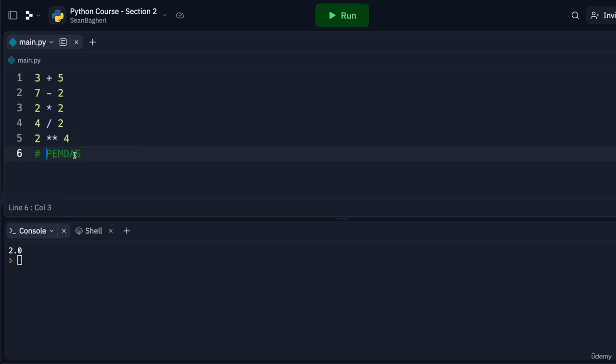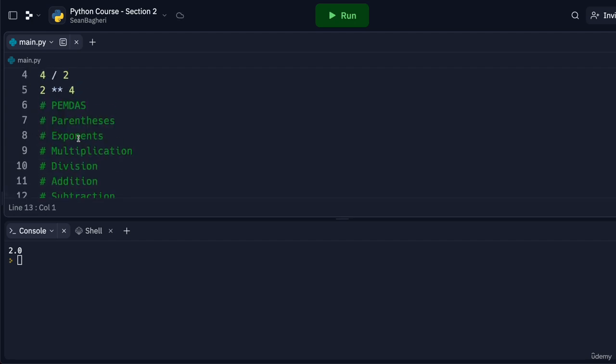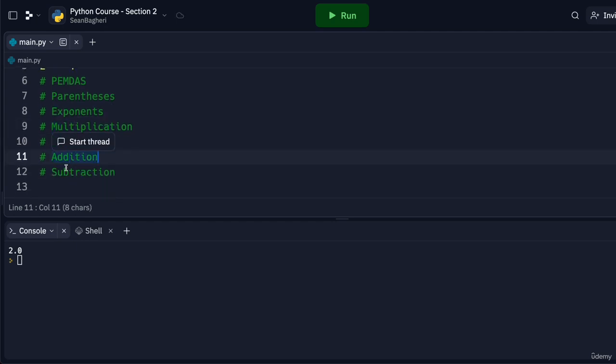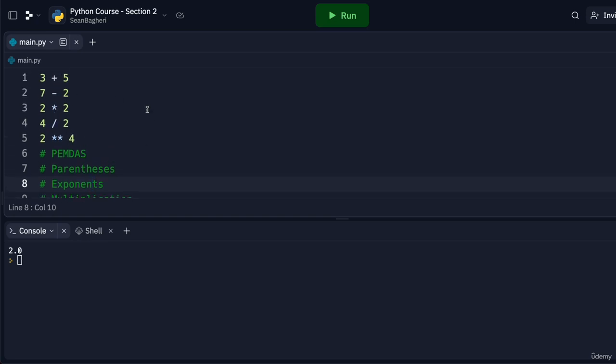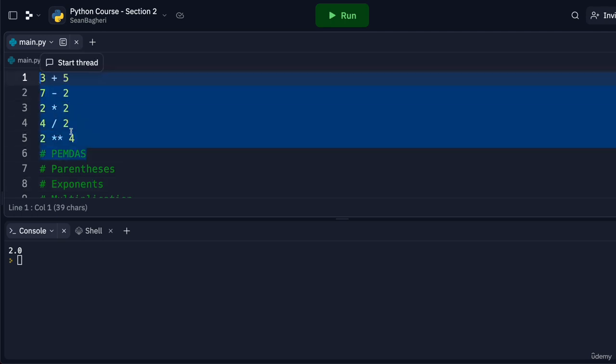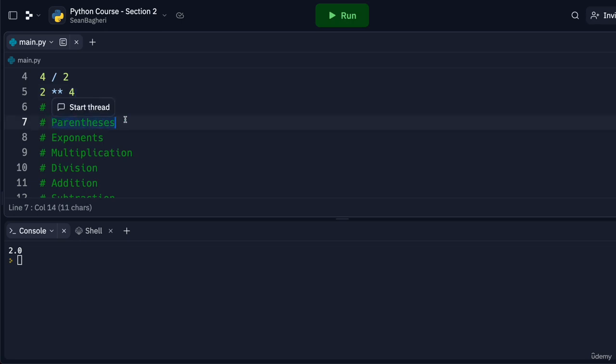So again, that's basically the order of things. I'm just going to copy and paste this for you so you can take a look at it. This is essentially the order of things: parentheses, exponents, multiplication, division, addition, and subtraction. So these are the order of things in Python. Now what this means is that when Python is supposed to calculate something, it's going to look for these in order.